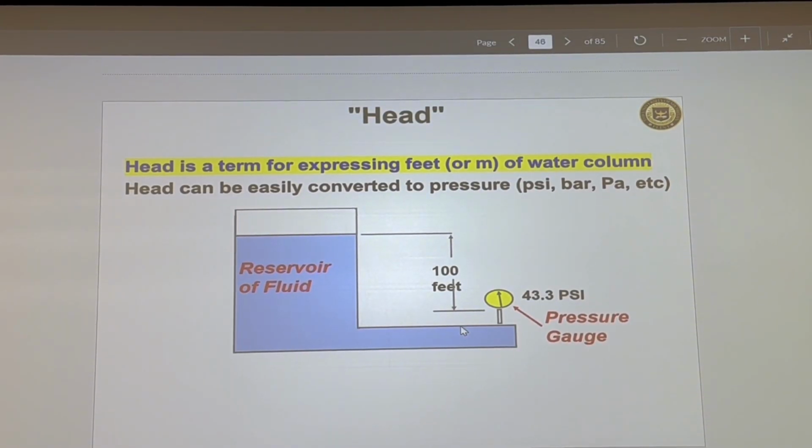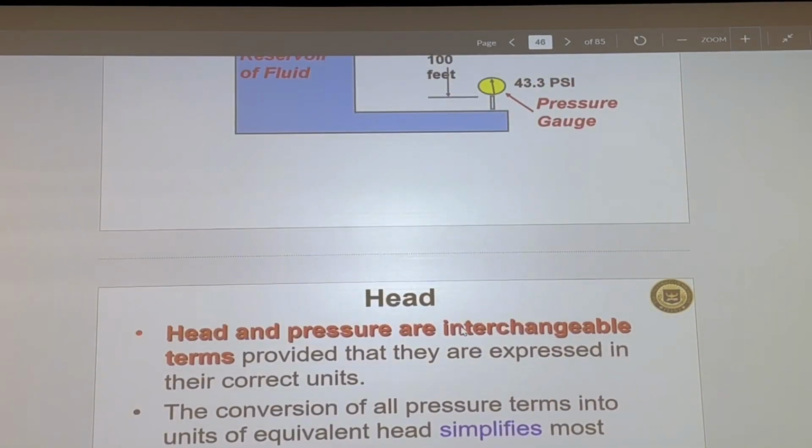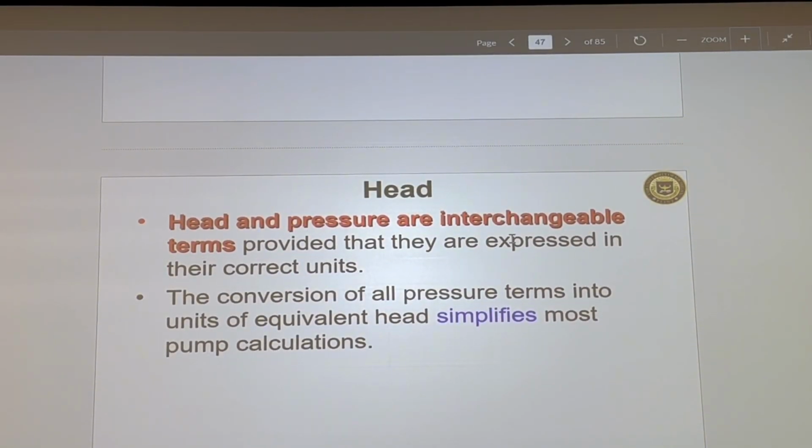to measure the relationship between head and pressure. Head and pressure are interchangeable, as I mentioned, provided that they are expressed in the correct units. In anything you do, fluid labs and things like that, you have to be very precise with your units. As an engineer, one should know what we are doing. What is the flow? Is it gallons per hour or gallons per minute? You need to have a very clear distinction about the units. And the conversion of all pressure terms into the same unit sequence simplifies most pump calculations.